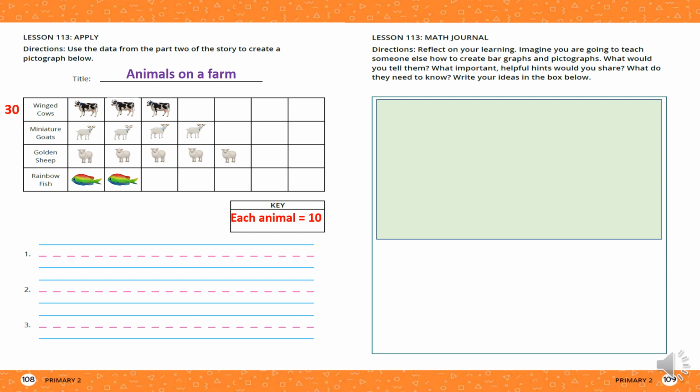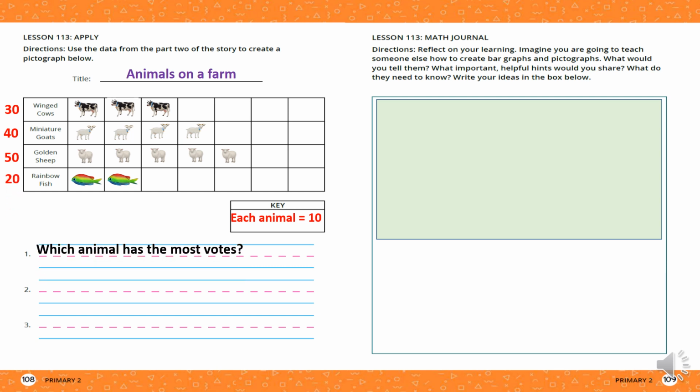Miniature goats, 10, 20, 30, 40. So we will write 40. Golden sheep, 10, 20, 30, 40, 50. So we will write 50. Rainbow fish, 10, 20. So we will write 20.